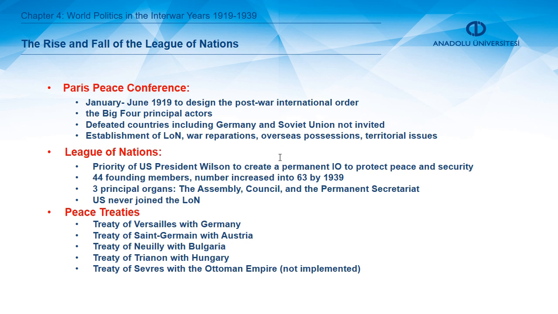The League of Nations was established at the end of the conference. It was an idea supported by US President Woodrow Wilson, who sought to create a permanent international organization in order to protect international peace and security. The League had 44 founding members, but the number of its members increased to 63 by 1939. The League had three principal organs: the Assembly, the Council, and the Permanent Secretariat.